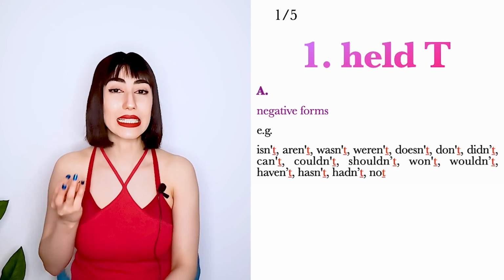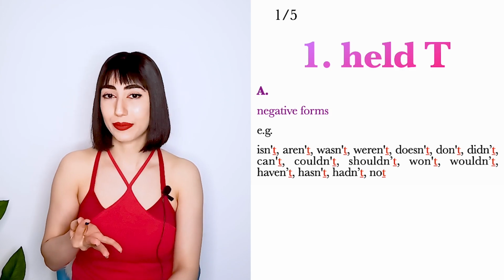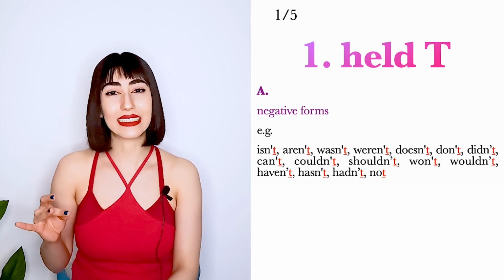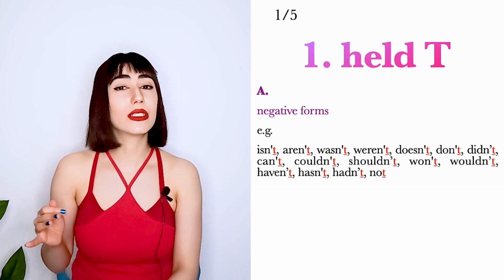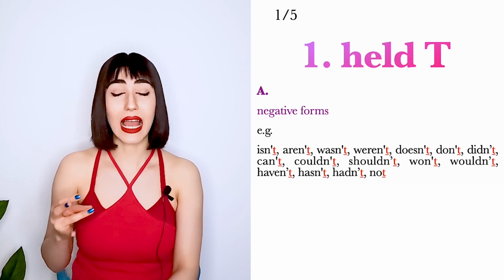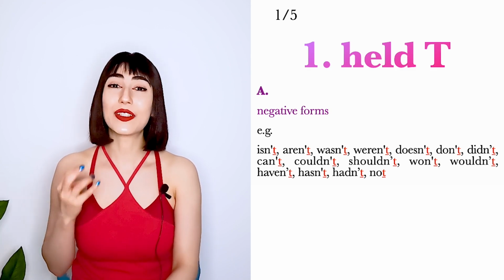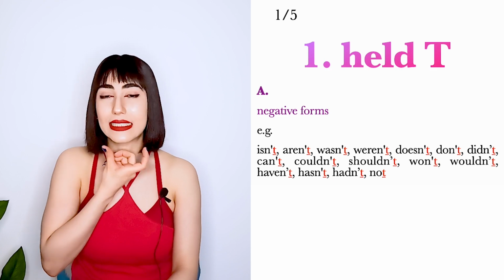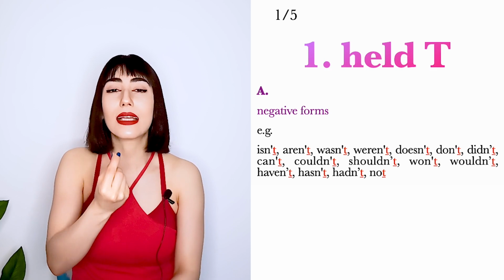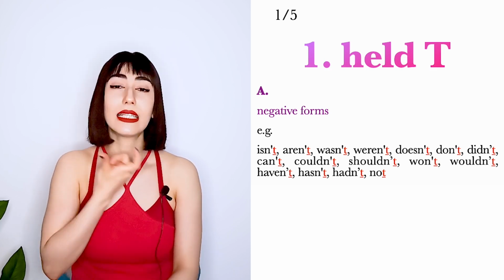We say isn't, aren't, wasn't, weren't, doesn't, don't, didn't, can't, couldn't, shouldn't, won't, wouldn't, haven't, hasn't, hadn't, and even not. You see, I didn't say not. I said no. I kept that T sound inside my mouth, not letting it come out in sentences.